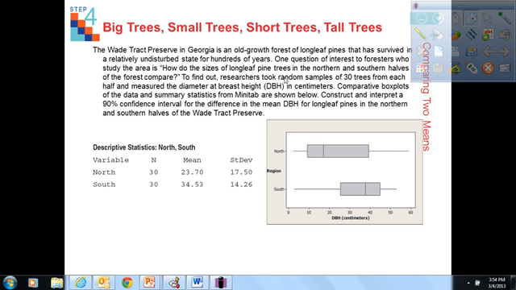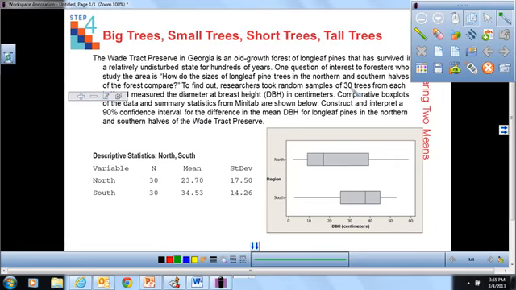To find out, researchers took random samples of 30 trees from each half. So notice I just read 30 trees, and remember I told you that I pay attention to sample size, because I know that if it's not at least 30, I'm going to have a problem. But I'm so excited that it's 30 because the central limit theorem is going to apply for me. Those are things that I train my brain to look for when I'm reading these problems, and you should be doing the same.